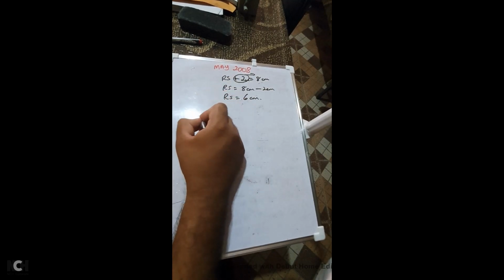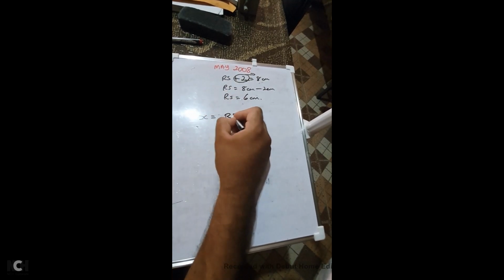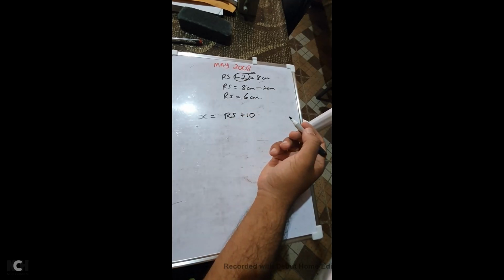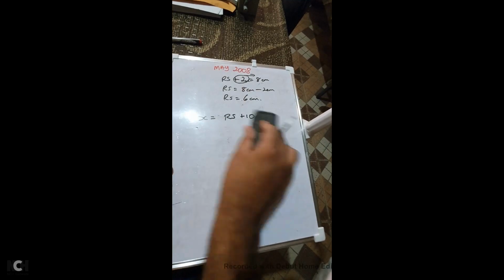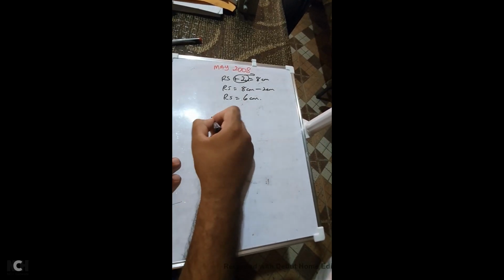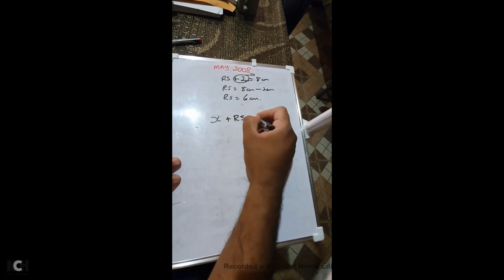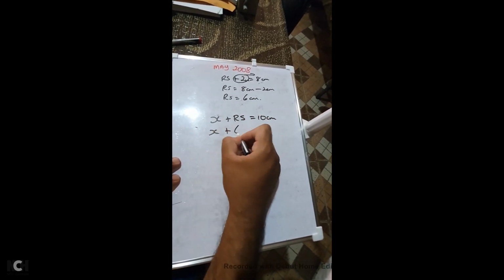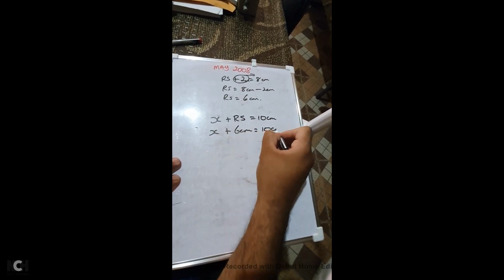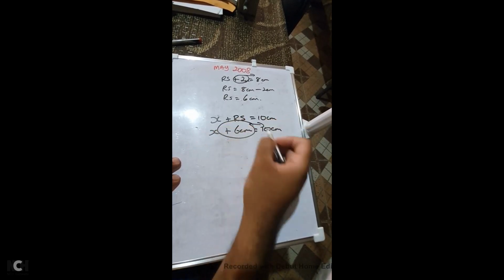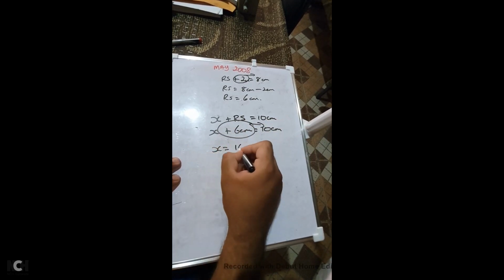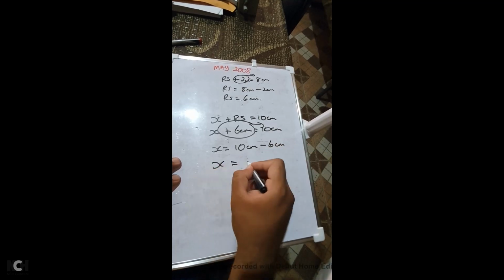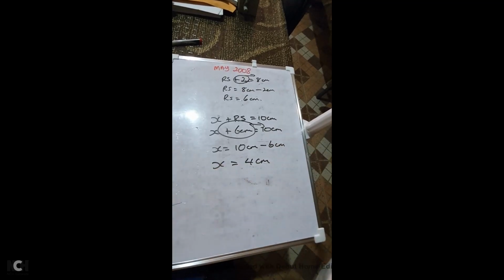So x is just simply RS plus 10. Actually, no, sorry. x plus RS is equal to 10 centimeters. So x plus RS, which we just worked out to be 6 centimeters, is equal to 10 centimeters. So we don't want the 6, we just want the value of x. So 10 centimeters minus 6 centimeters, x is therefore 4 centimeters.